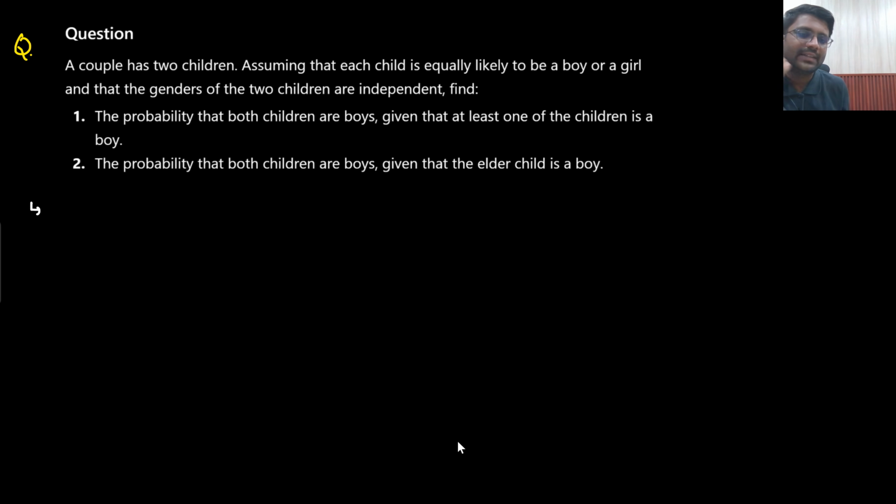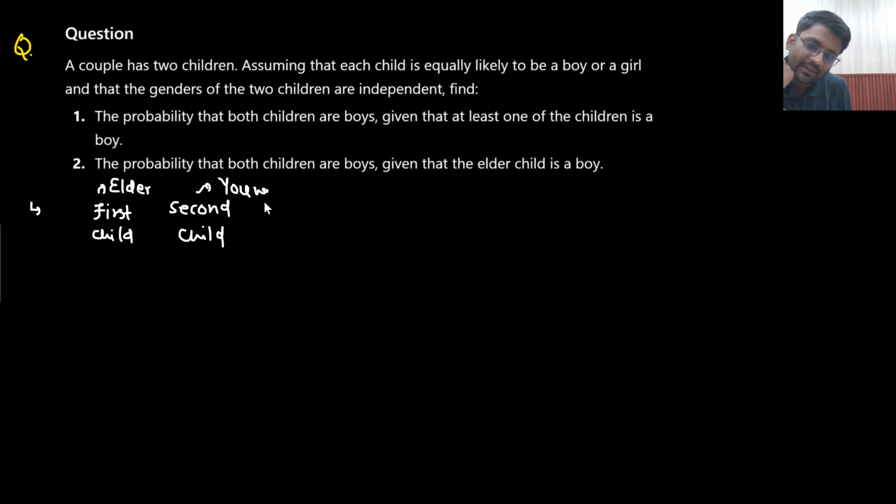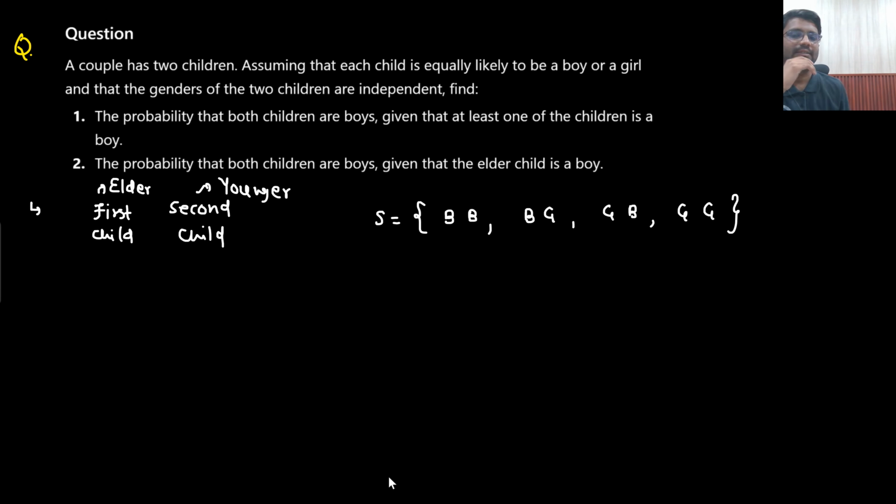So if a couple is having children, what could be the probability? First child, I am writing first child, and then second child. What is the meaning of first child? First child will be elder, no? So this guy will be elder, and the second guy will be younger, right? So what could be the possible chances? First guy was boy, second guy was also boy. First guy was boy, second was girl. First one was girl, second was boy. And first one was girl, second was also girl. These are the chances.